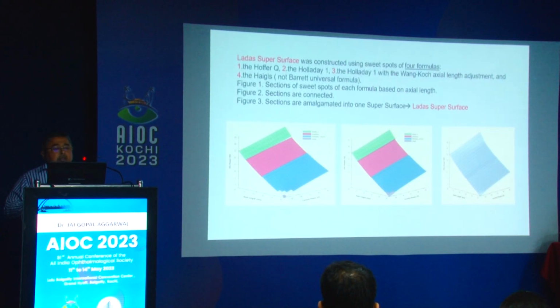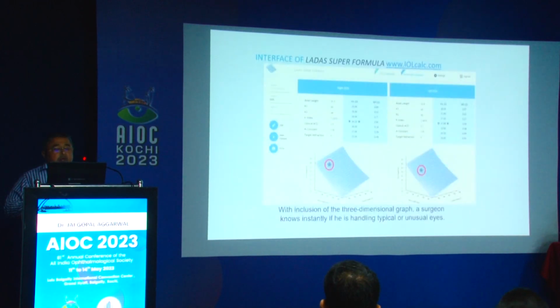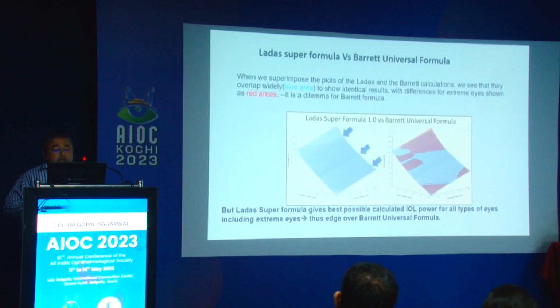Here, the sweet spots of each formula based on the axial length are shown in this first figure, and in the second figure, all are connected, and lastly they are amalgamated into a super surface called the LADA super surface. This is the interface of LADA super surfaces. As soon as we enter the data in the interface, we get the correct value, and also a three-dimensional graph. The surgeon knows instantly if he is handling a typical or an unusual eye. It is better than the Barrett super formula.